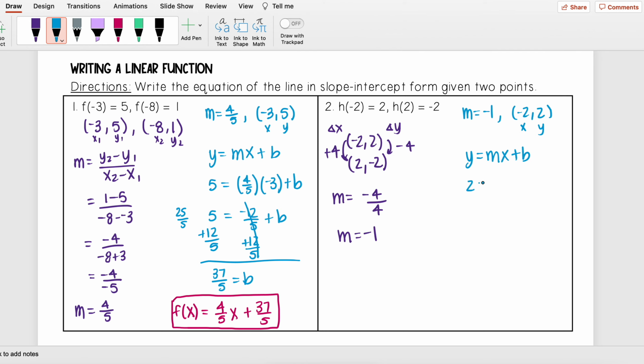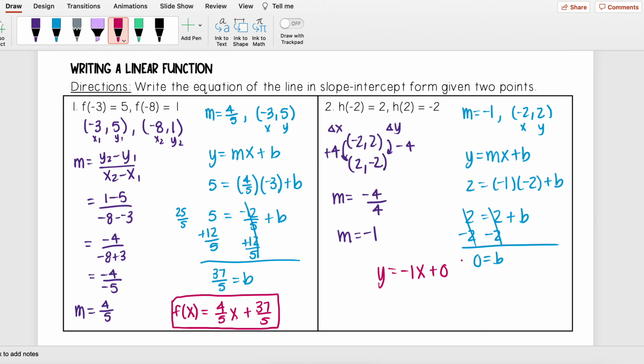So my y, 2, is equal to my m, which is -1, times x, which is -2, plus b. -1 times -2, I get 2. And then if I subtract 2 from both sides, I see that my b actually ends up being 0. And so when I'm writing my equation, I have y equals -1x plus 0. But then I can go ahead and simplify that to just saying y equals -x. I don't need that plus 0 at the end, and I don't need the -1 in front, it can just be -x.